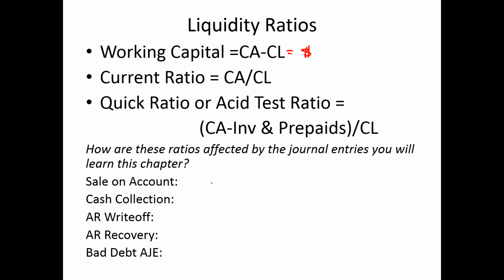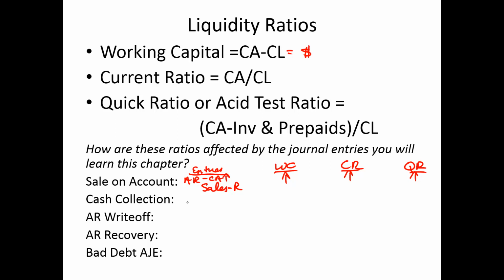So let's first look at the entries and then look at how those entries impact working capital, current ratio, and quick ratio. Do they make them go up or down? So sales on account, we know that that's debit accounts receivable, credit sales. Accounts receivable is a current asset. Sales is a revenue account. So if current assets are being increased by debiting them, working capital is going to increase, current ratio is going to increase, and the quick ratio is going to increase.